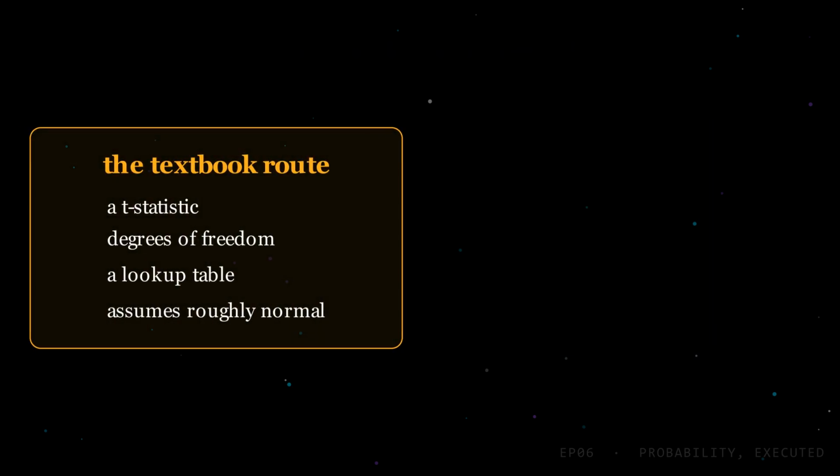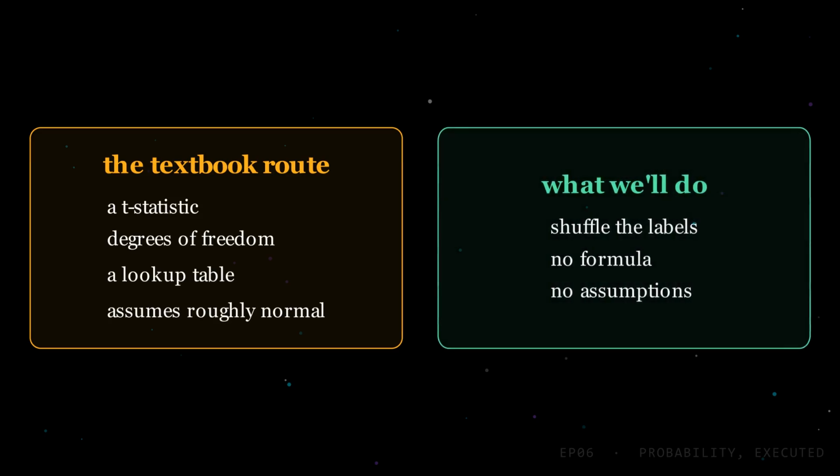Traditionally, this is where a textbook hands you a t-statistic, some degrees of freedom, and a table to look up. And that works, but it hides what's happening behind machinery, and it comes with assumptions about your data being roughly normal that often aren't checked. There's a better way to learn it, one that requires no formula at all, and it also happens to be more robust.